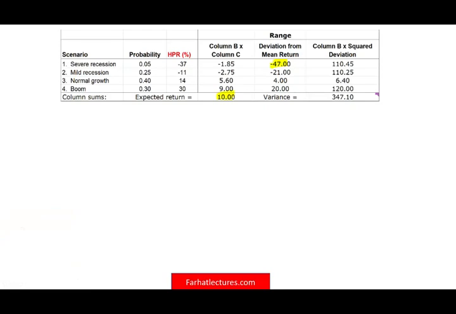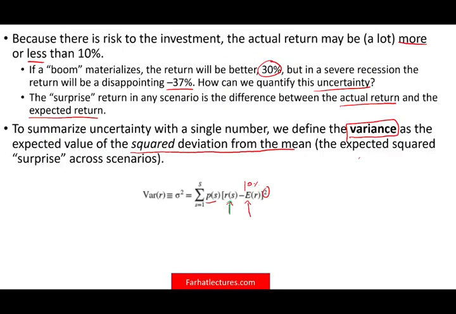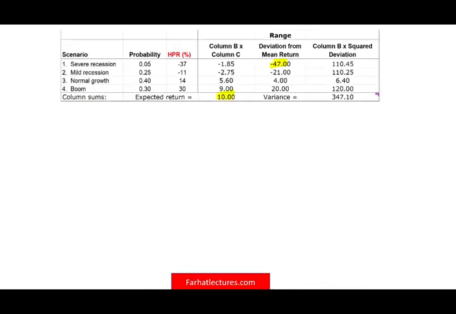Then we compute the squared deviation, or the variance. Again, how do we compute the variance? Using this formula right here. Let's go ahead and look at the first example. We're going to have the probability, which for the first one is 0.05. We multiply this by the difference between the holding period return, negative 37, minus the expected return, which is 10. What do we get? Negative 47, and we're going to square this. We get 110.45. We'll do the same thing for the mild recession, the normal, and the boom.